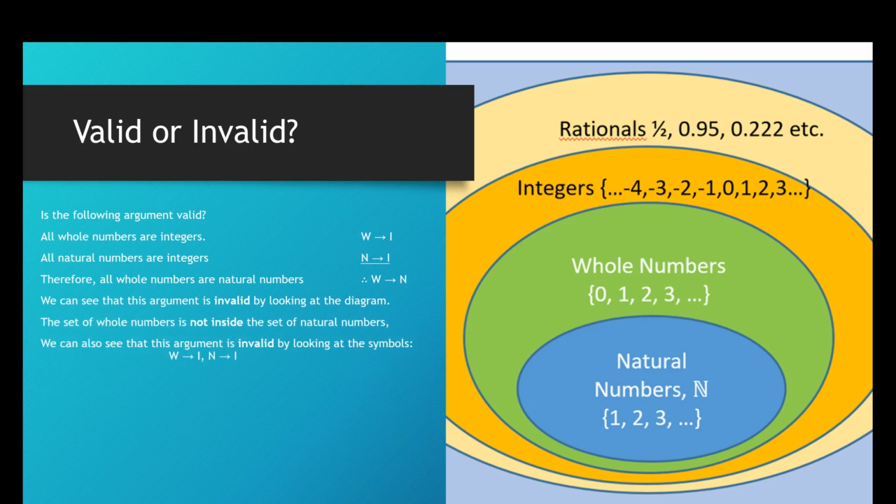But you can also see that it's invalid looking at the symbols. W goes to I and N goes to I. There's no chain from W to N. Each arrow points to I. Nothing points to N. There's no chain that gets us to N.